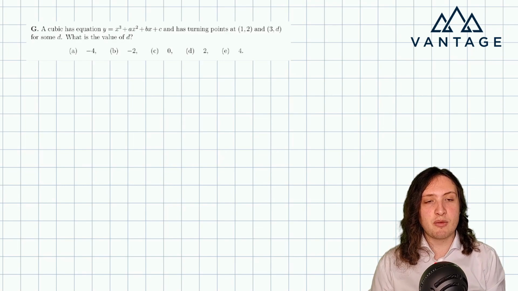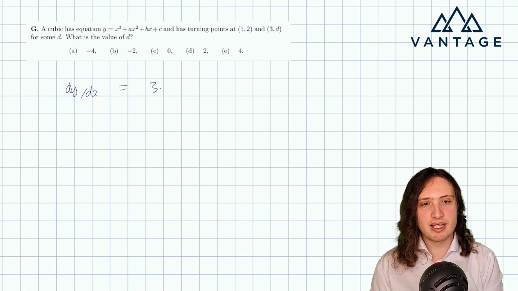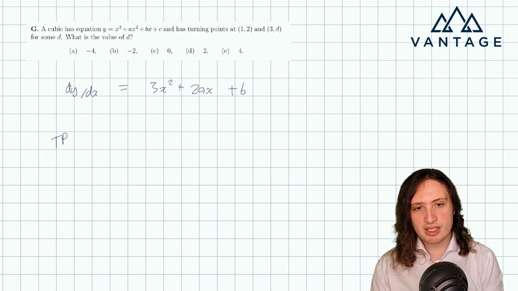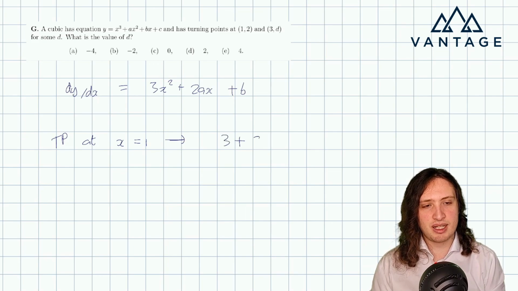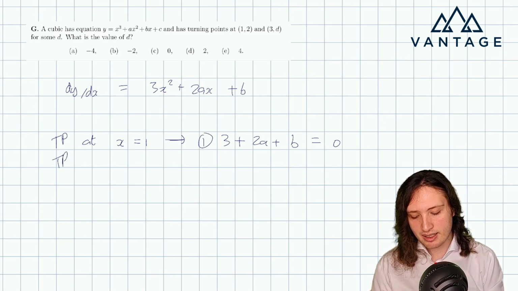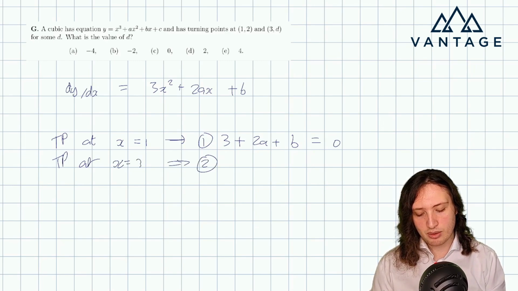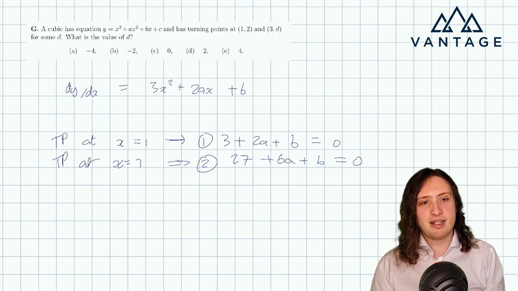In order to use the information about turning points, I suppose we probably want to differentiate. So the derivative is 3x squared plus 2ax plus b. So we have a turning point at x equals 1, and that tells us that 3 plus 2a plus b is 0. I suppose in anticipation of some simultaneous equations, I'll call that equation 1. And a turning point at x equals 3 tells us that, well, 3 times 3 squared is 27, plus 6a plus b is 0. So obviously we're just using that the derivative is 0 at a turning point.